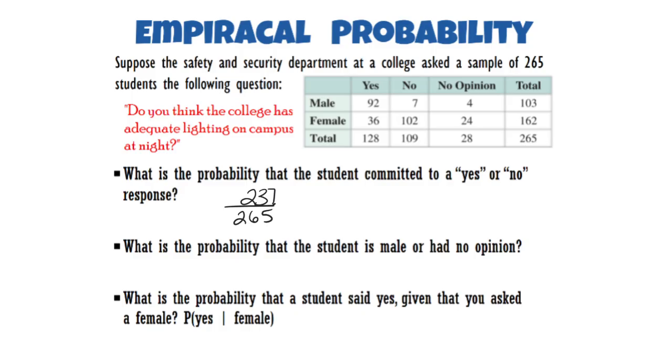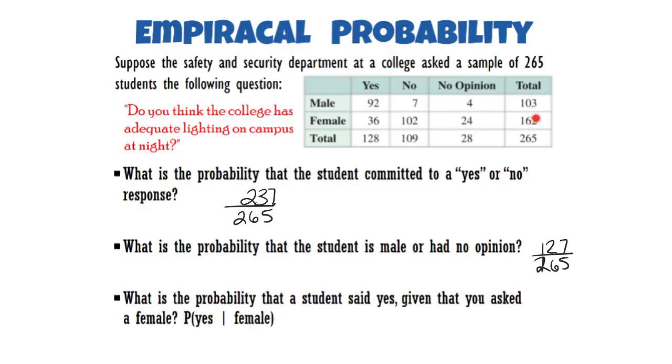Okay, last one. What's the probability that a student said yes, given that you asked a female? All right, so this is kind of a new notation for us. This is the probability they said yes, and this bar indicates that this has already been dictated, that we were only asking females. So what's the probability that they said yes, given that we asked females? Well, what this does right here is it reduces the total possible. We're no longer looking at the 265. We're saying, okay, of the females, we're specifically looking at female responses only. How many said yes? So I'm looking at the females this way.